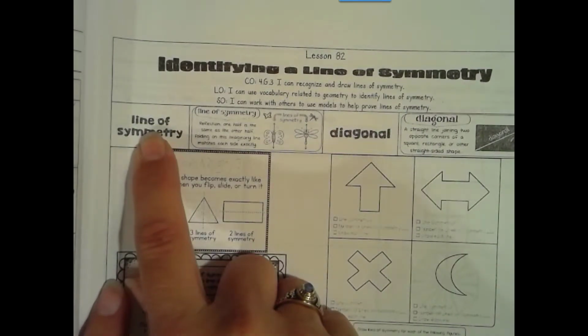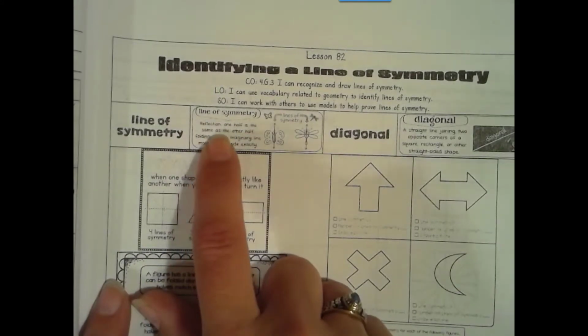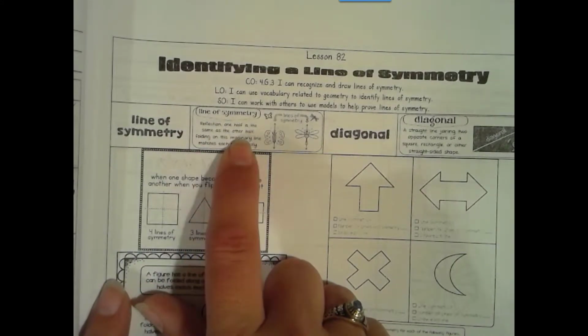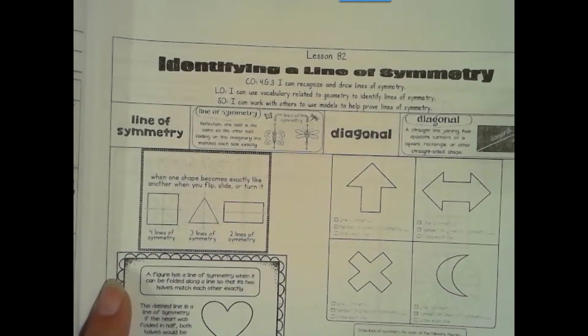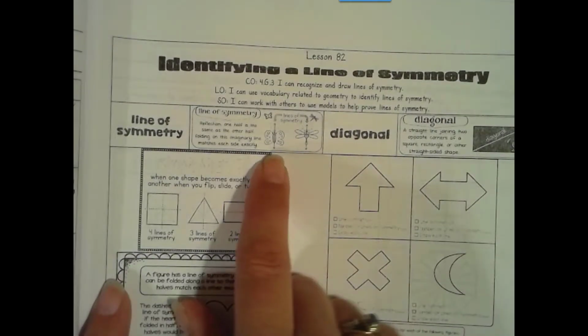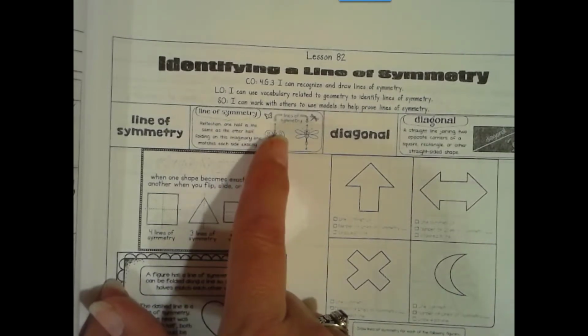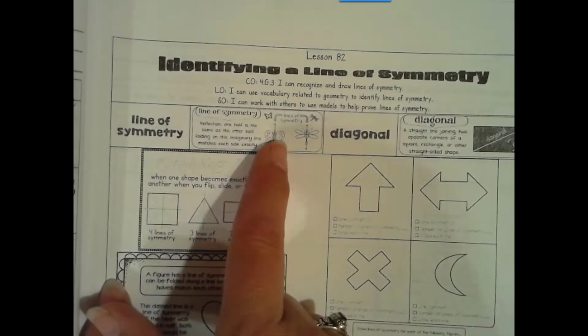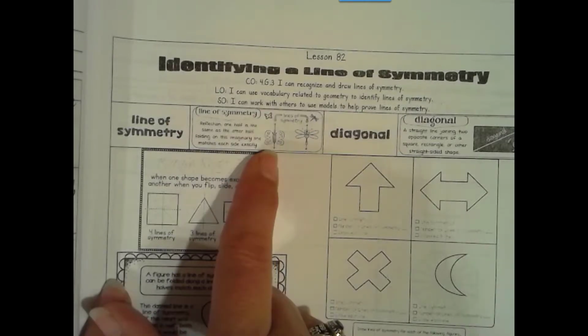So first, what is a line of symmetry? Line of symmetry, reflection. One half is the same as the other half. Folding on its imaginary line matches each side exactly. So here, there's a picture of a butterfly that if this were paper and you folded it perfectly on this line, every side matches up to the other. It's a mirror image or a reflection across that line. So this would be a line of symmetry.